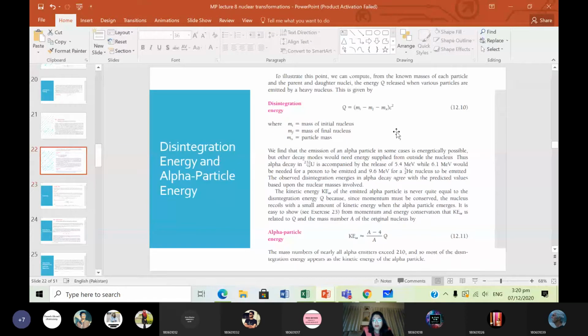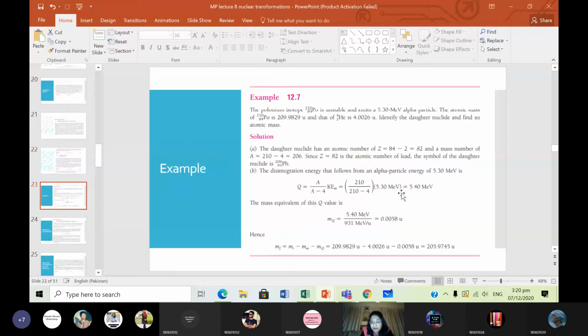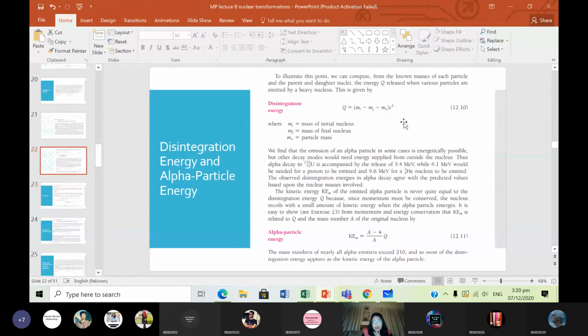When we find Q, which particle are we trying to find the mass of? We're trying to find the atomic mass of the daughter nuclide. The daughter nuclide here is MF, the mass of the final nucleus. So MF is what we want to find.